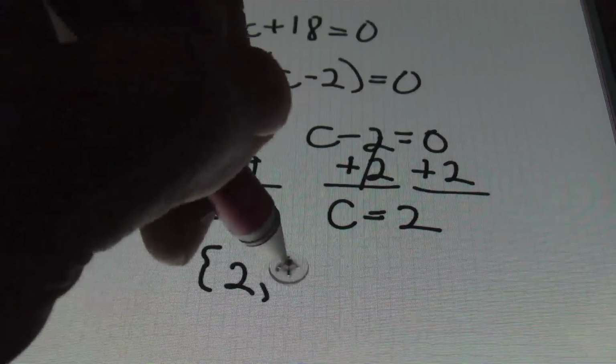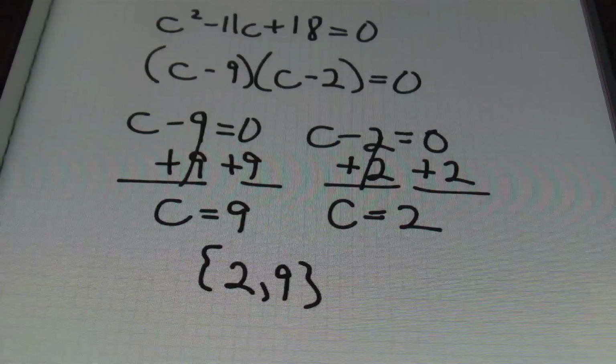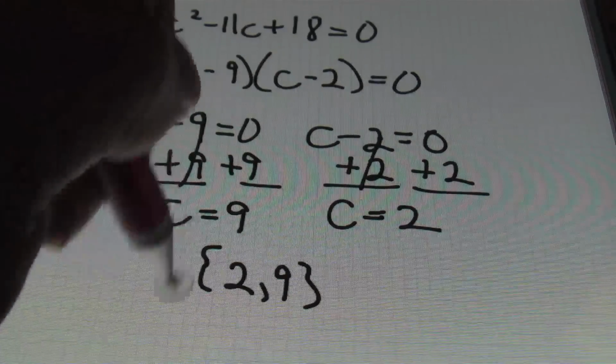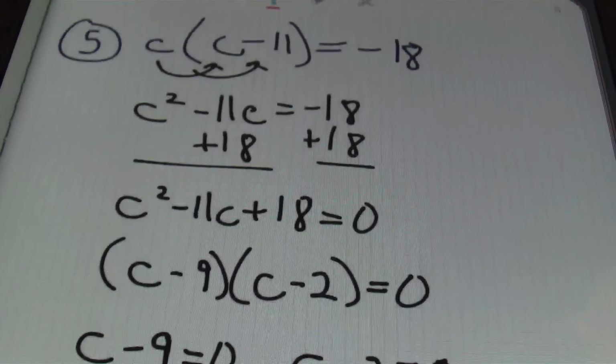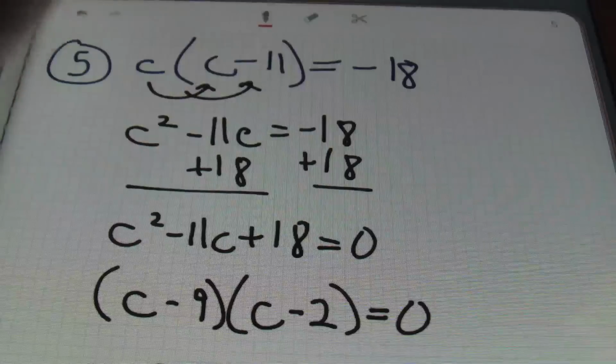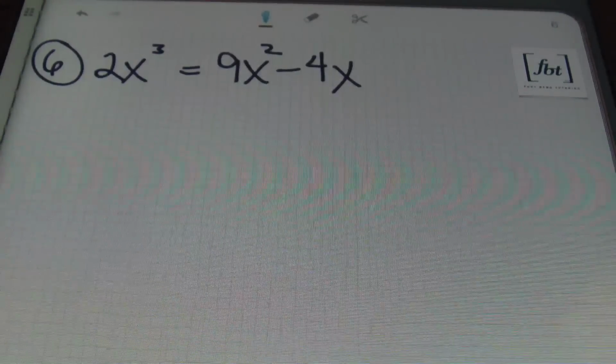Jacked up, still jacked up. So you'll end up with 2 and 9. All right, that's it. Done and done. Just cannot draw a brace to save my life. Oh well. Next problem. We have problem number 6.